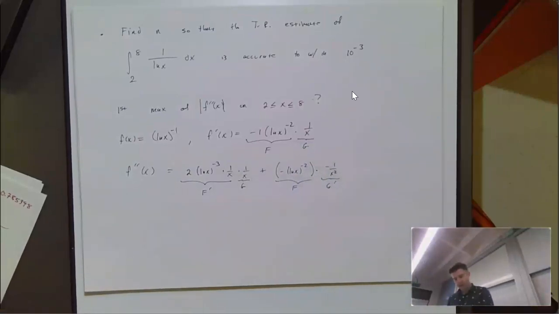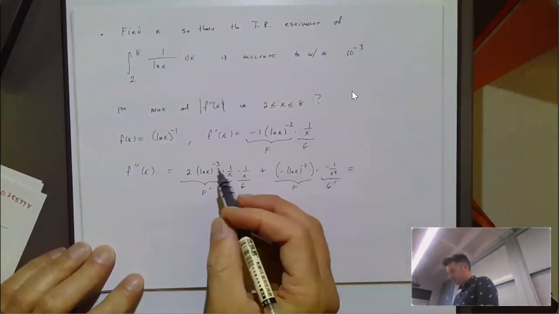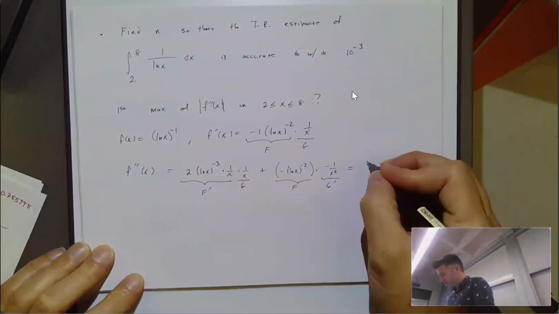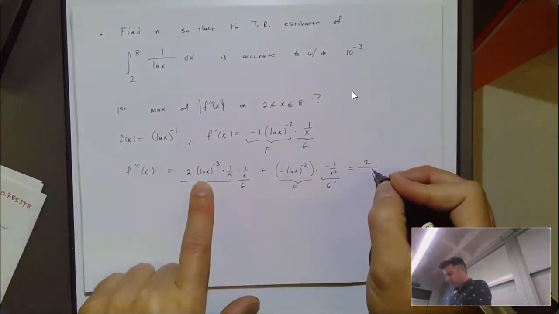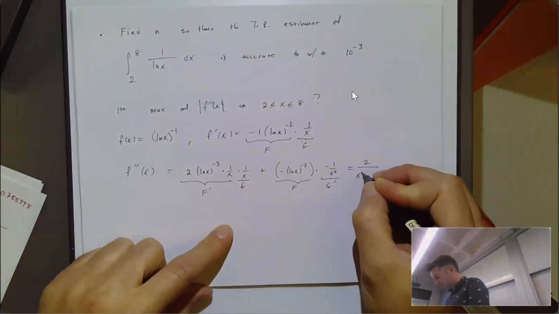That's looking pretty funky there. So putting that all together, let's simplify that. Rewriting this, I have a 2 on top, and I have an x squared times natural log of x cubed on the bottom.